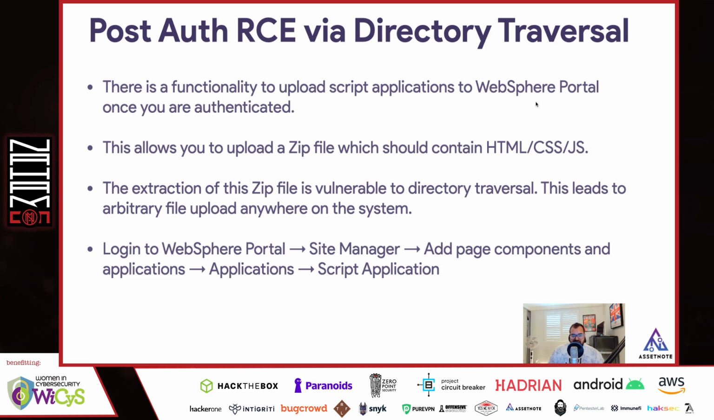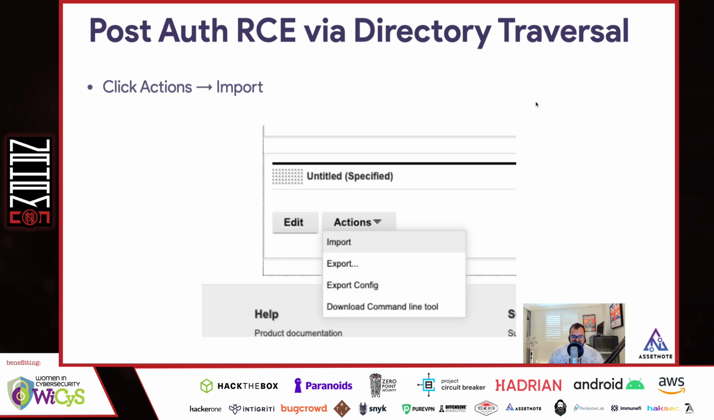One of the other vulnerabilities that we found in WebSphere Portal was post-auth RCE via directory traversal. There's this functionality to upload script applications, and it allows you to upload zip files that can contain HTML, CSS, and JavaScript. What's really interesting about this is that even though it's post-authentication, once someone does get authentication, it's likely that they can get command execution through this technique. You can find it at this location that I've got in this slide if you're looking for it inside WebSphere. Essentially you click Actions and Import, and you can import a zip file.